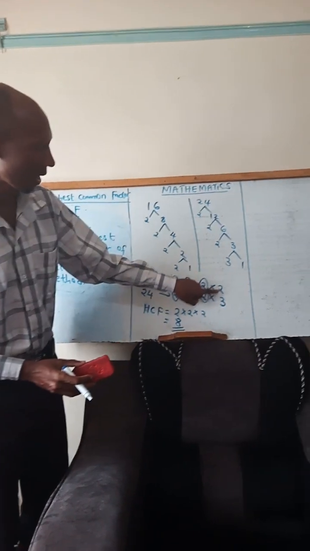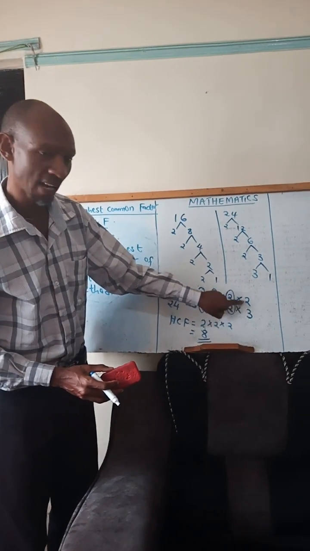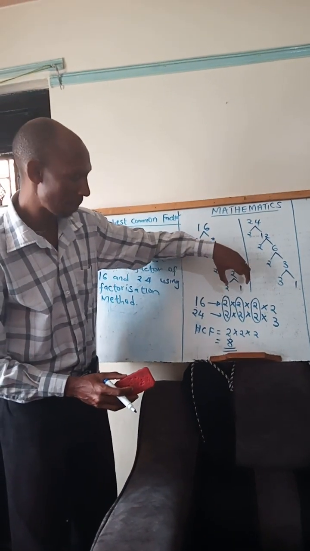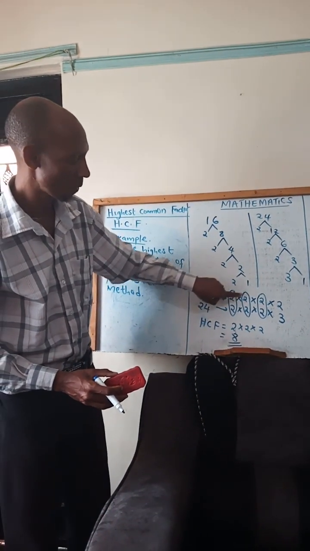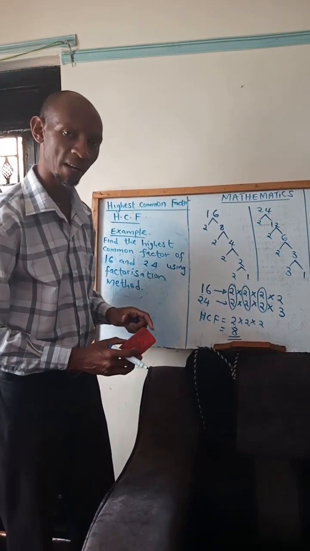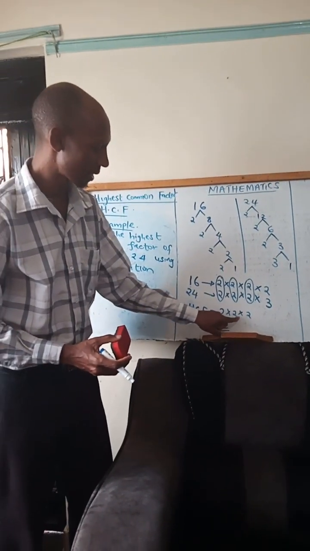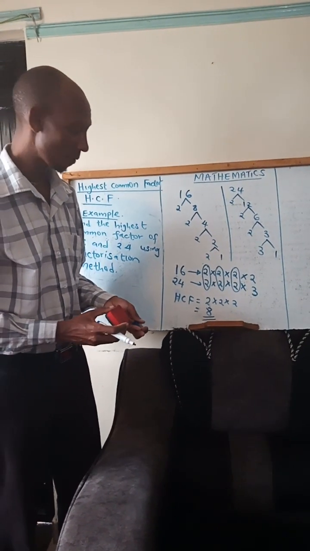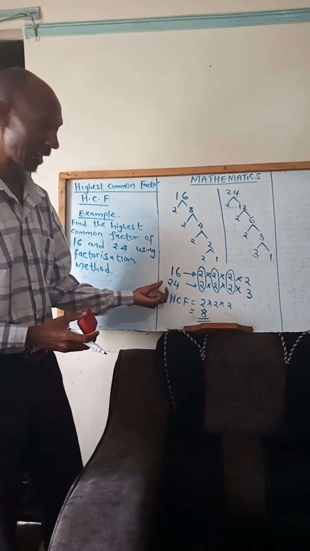And the last pair, you're not supposed to pick it. Why? Because the two numbers are not the same. In order for you to pick a pair, the pair picked should be represented by 2 similar numbers. For example, 2 and 2, but 2 and 3, you cannot pick the last pair because the numbers are not common. Therefore, you multiply the numbers picked, that is 2 by 2 by 2, you will get 8, and therefore 8 becomes the HCF of 16 and 24.